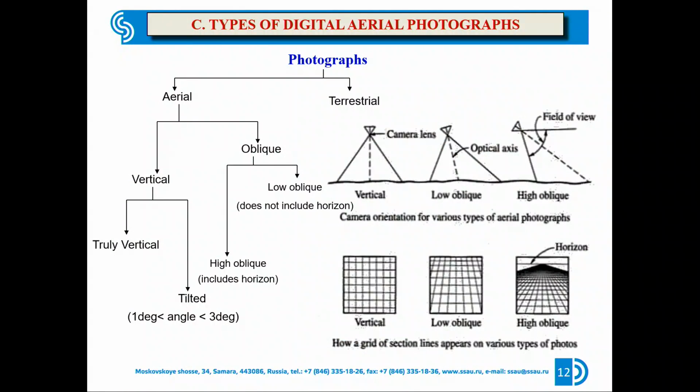In terms of photographs, we again divide them into aerial or terrestrial photographs, and vertical and oblique photographs. There is no true vertical photograph, because there are a lot of errors in the photographs and lens. If the lens is only 1 to 3 degrees tilted, we can call it a tilted photograph. In oblique photographs, if we can see the horizon, it is a high oblique photograph, but in low oblique photographs we cannot see the horizon. So we can divide photographs like that, into vertical and oblique.